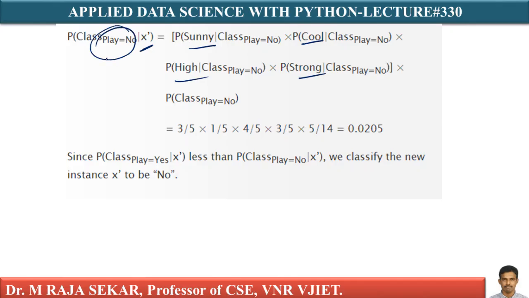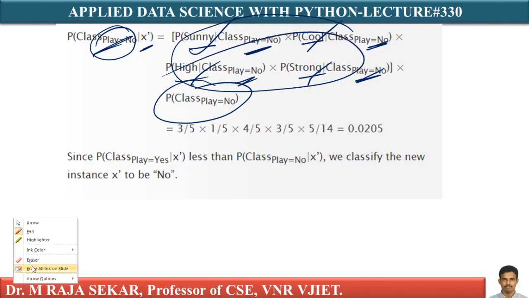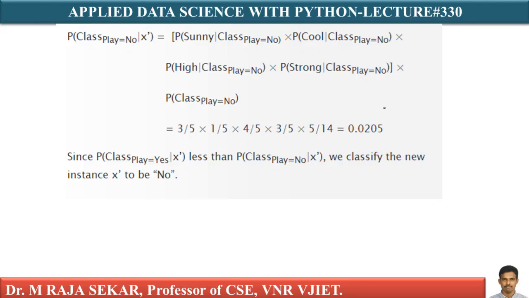But here my class label is no. Class label is no, with sunny, cool, high, strong. These are the values of features. And what is my class? P of class play equal to no. This is the formula which I discussed in my previous lecture. Once I calculate, I am getting 0.0205. Now which one is bigger?